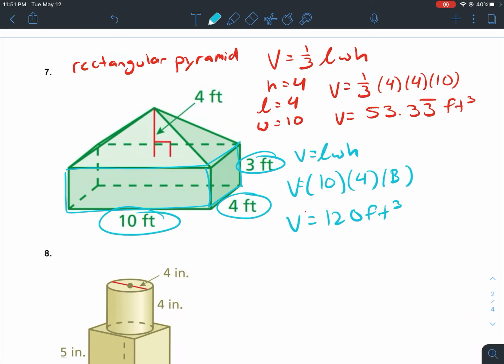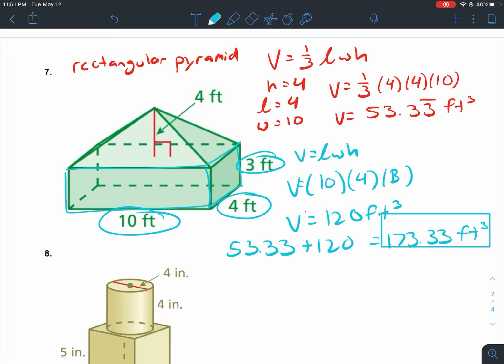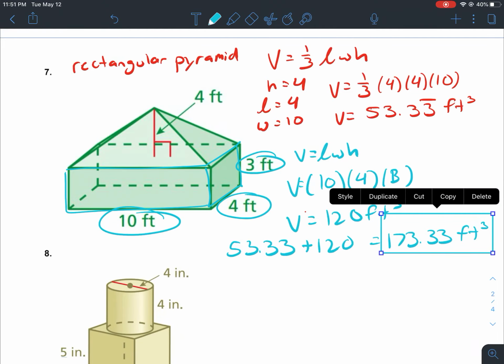And now for the volume of the entire thing, you just add these up. So you do 53.33 plus 120. And you end up with 173.33. And we'll say feet cubed. And that would be your final answer for number 7.